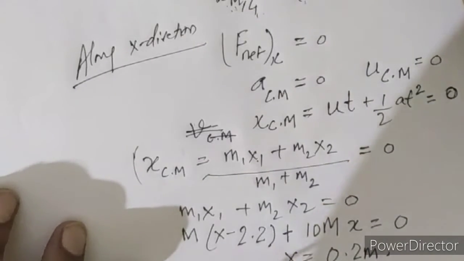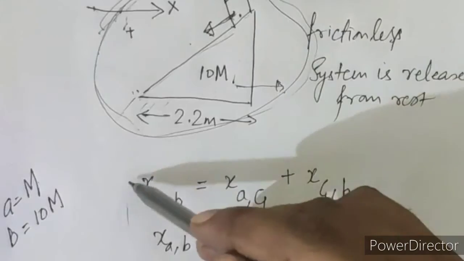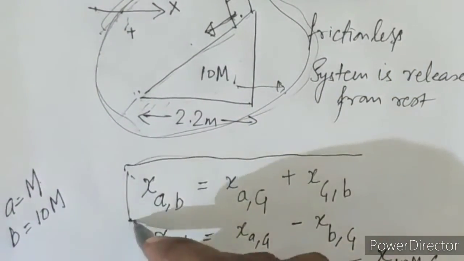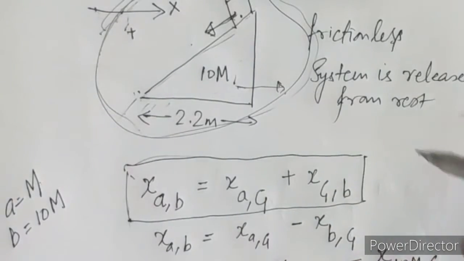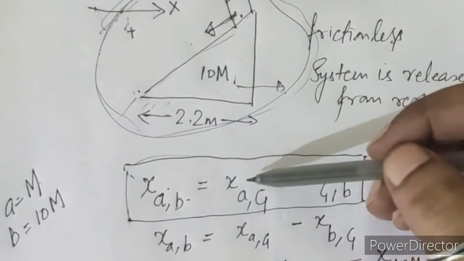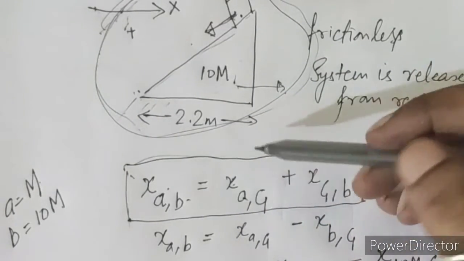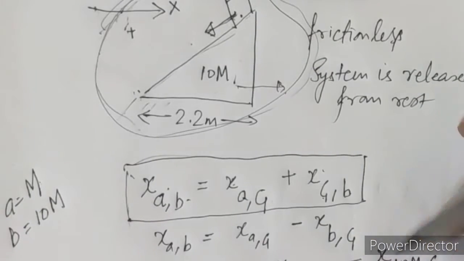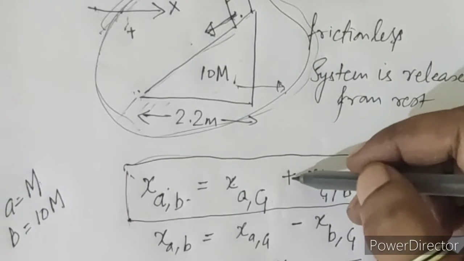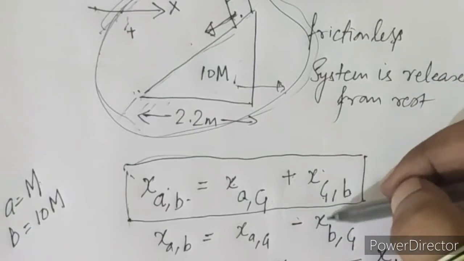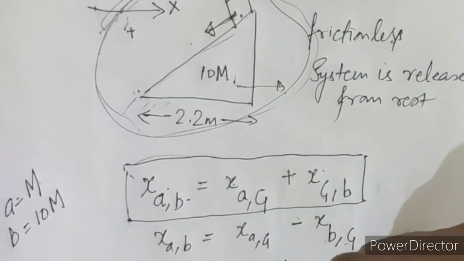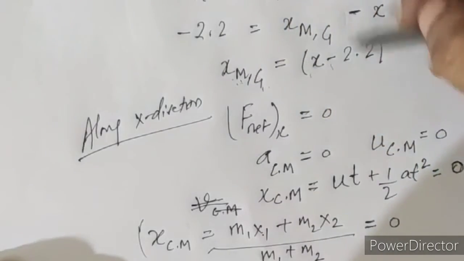Here we have used the concept of relative position, which you have to keep in mind all the time. This is also valid for velocity and acceleration. The position of A with respect to B is always given by the position of A with respect to ground plus the position of ground with respect to B, and if you make it positive to negative, it is the position of B with respect to ground. From here we have calculated the position of m with respect to ground.